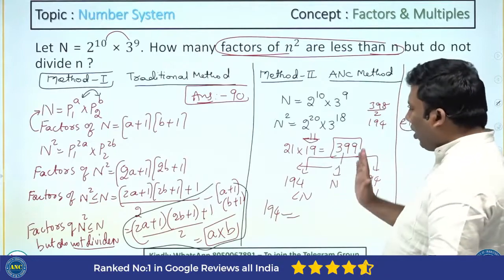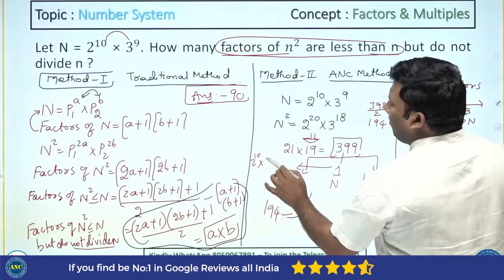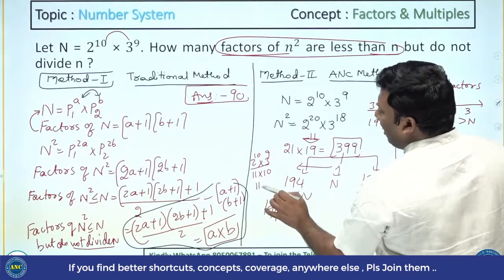How many are factors less than n? 2 power 10 into 3 power 9. How many factors are there? 11 tens are 110.